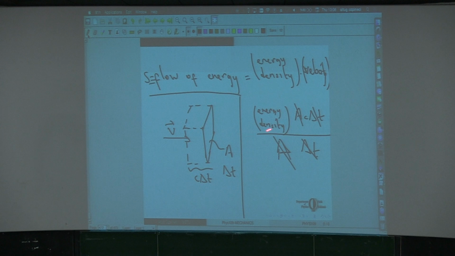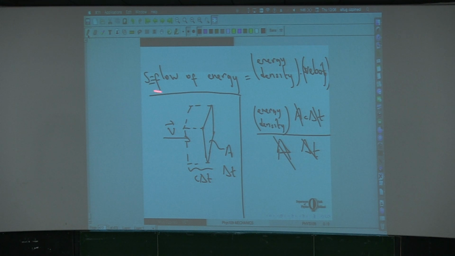To determine how much energy passes per unit area per unit time, you just take some area, pick some time delta t, and measure how much energy passes through your area within that time delta t. Then divide by area and divide by delta t, and that will tell you how much energy passes per unit area per unit time.